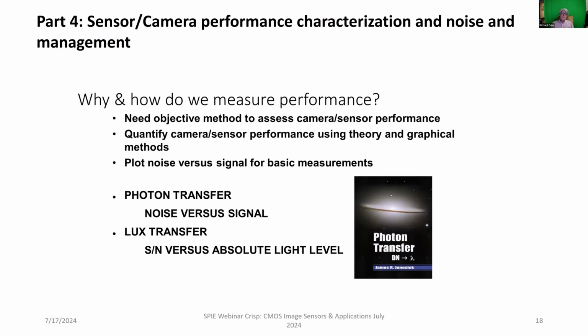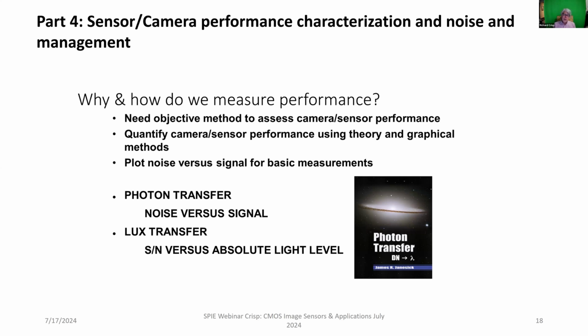Okay, so the next thing we'll talk about is how we can actually characterize the performance of a camera and the image sensor. In order to be able to correct it or to improve it or to gauge the quality of the image, we'd like to have an objective measure to assess the performance. There's a technique that was developed at the Jet Propulsion Laboratory starting in the early 1970s by my friend Jim Janicek called photon transfer. And there's a whole book written about it that's published by the SPIE press.